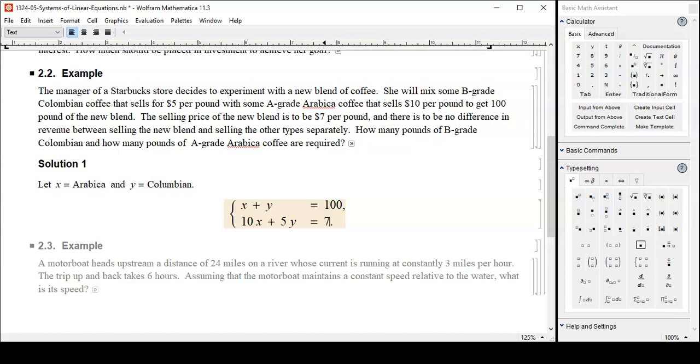The answer is 700, because it's $7 per pound and the total is 100 pounds. So in terms of weight, you get 100 total. In terms of dollar amount, in terms of revenue, you get a total of $700. $7 per pound times 100. Am I making sense?